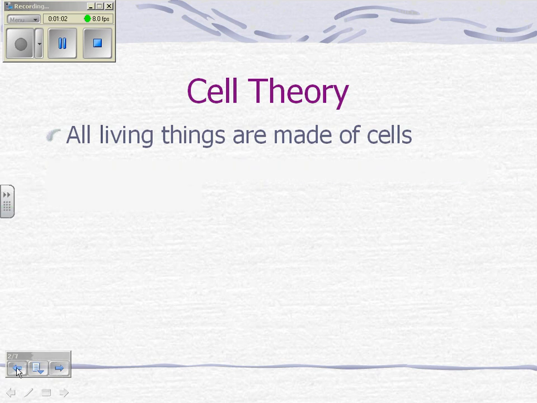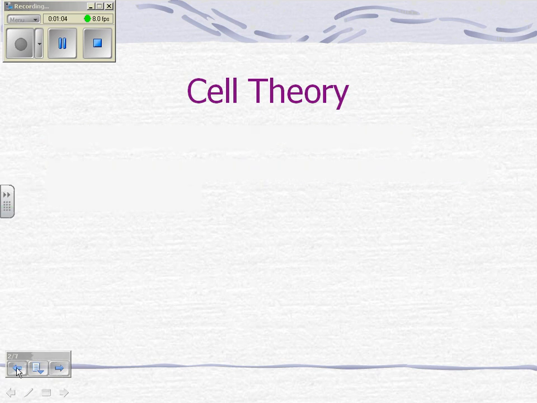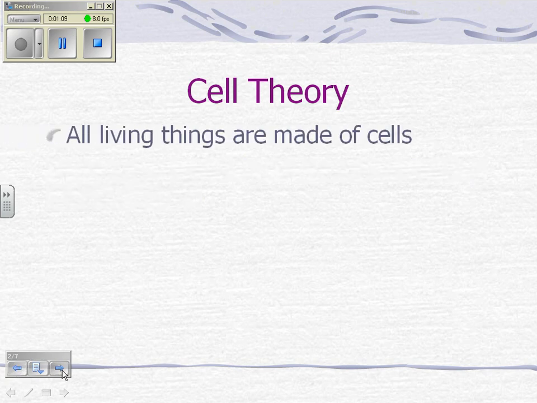Now, as part of the cell theory, every living thing we've ever studied is made of cells. Sorry about that. All living things are made of cells. We've never seen a living thing that's not made of cells. Therefore, we can say that all living things are made of cells.